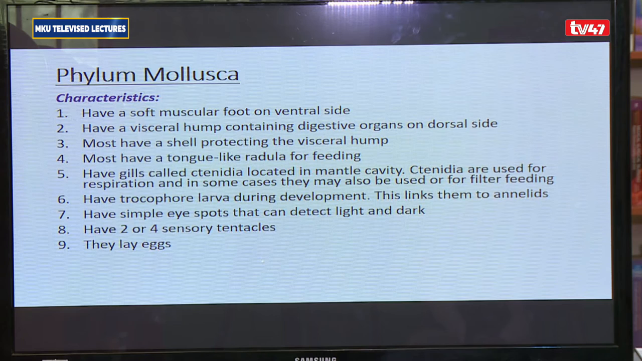They have a tongue-like radula that they use for feeding. They have gills called ctenidia that they use for respiration, but the gills can also be used for filter feeding. They have a trochophore larva. Just like we said in the case of the annelids, trochophore larva is a ciliated free-swimming larva. They have simple eye spots that can distinguish light and dark, so they can tell night and day. They tend to have two or four sensory tentacles. They reproduce by laying eggs.